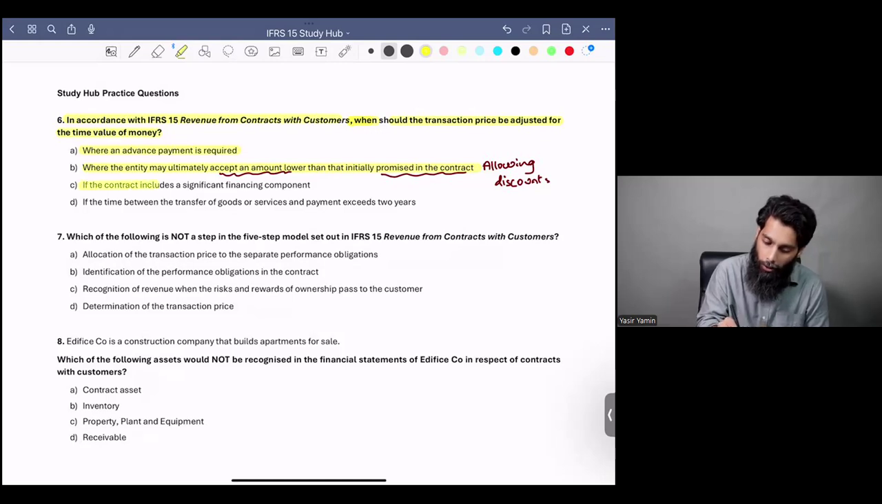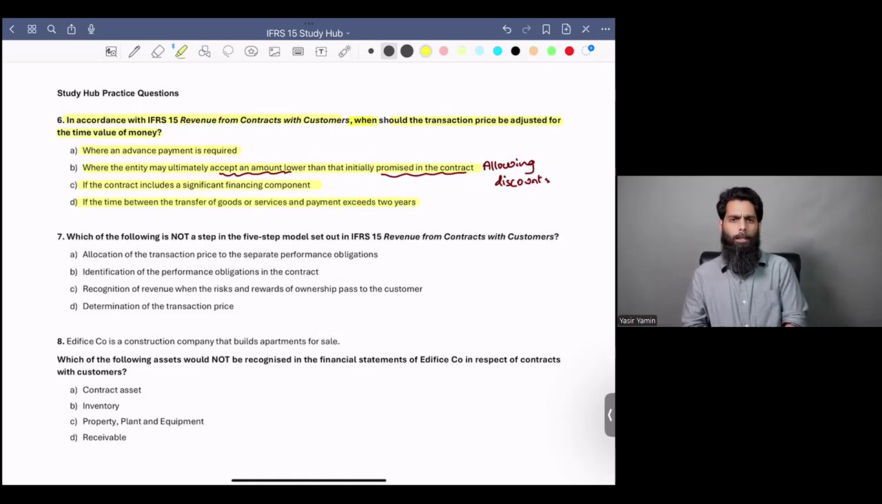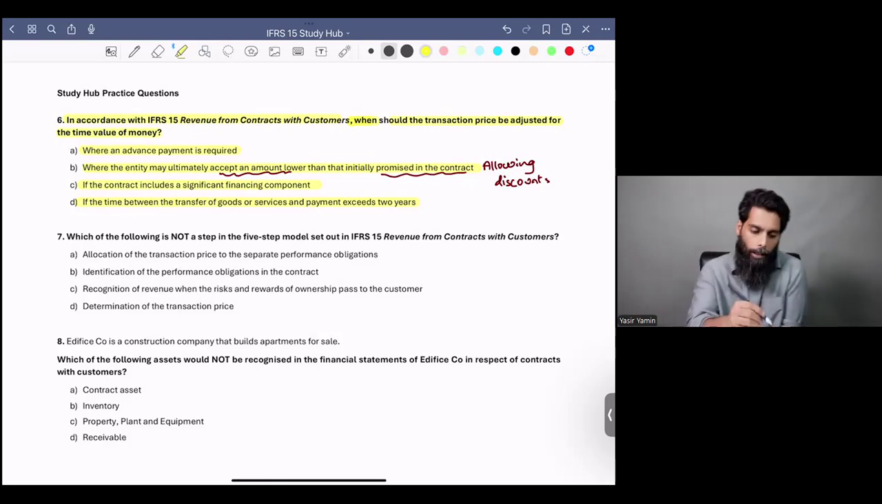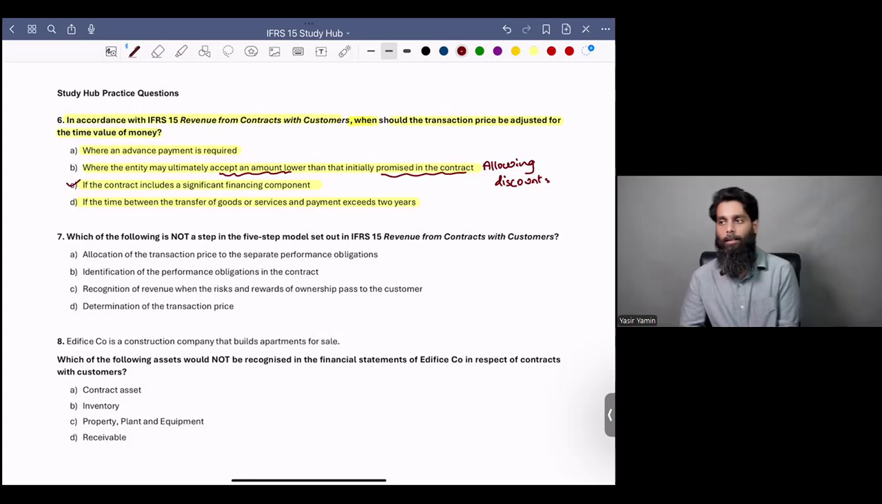When the contract includes a significant financing component, if the time between the transfer of goods and services exceeds 2 years, what should be the answer? What should be the most appropriate answer? Absolutely right, everybody. The answer is C.